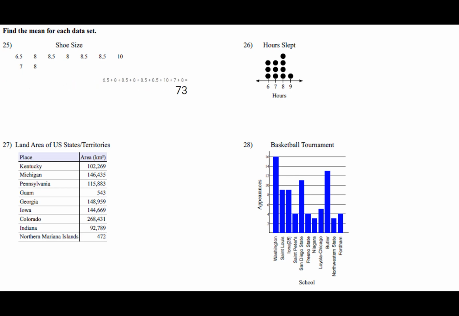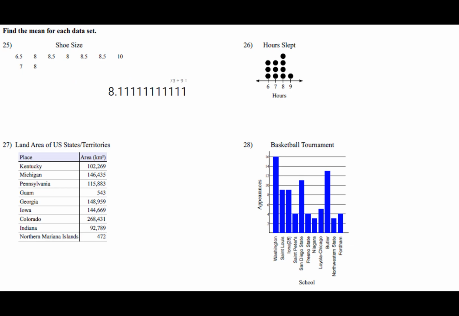I added everything, and then I'm going to divide by how many numbers I have. I can see there's 1, 2, 3, 4, 5, 6, 7, 8, 9. There's 9 numbers I added. So I'm going to go 73 divided by 9. In my case, I happen to get a long decimal, 8.1111, a bunch of numbers.